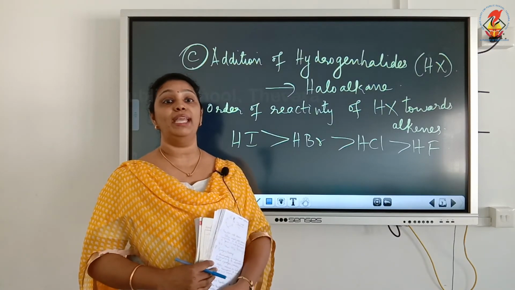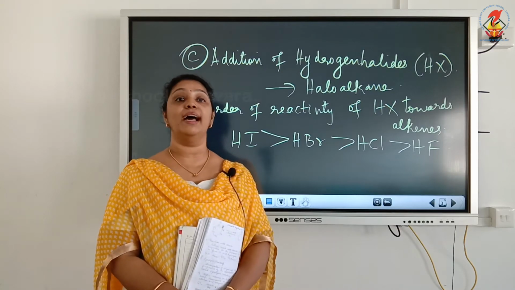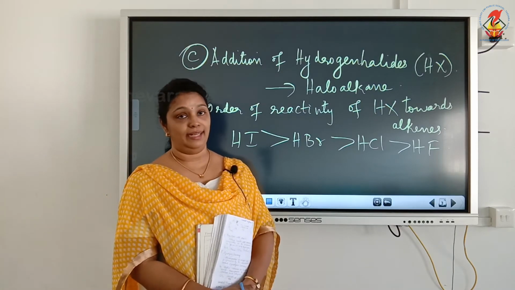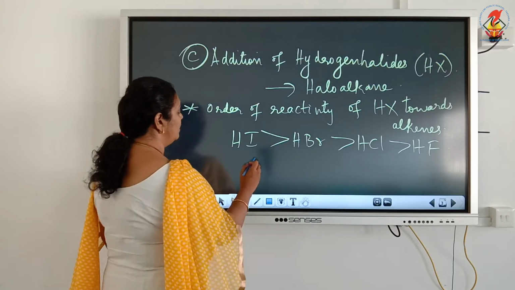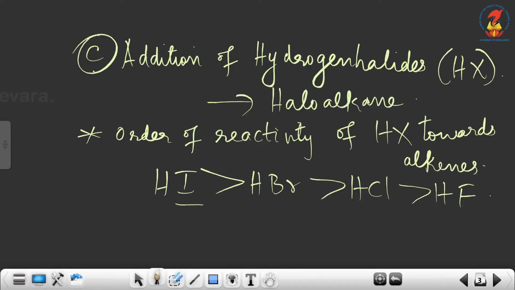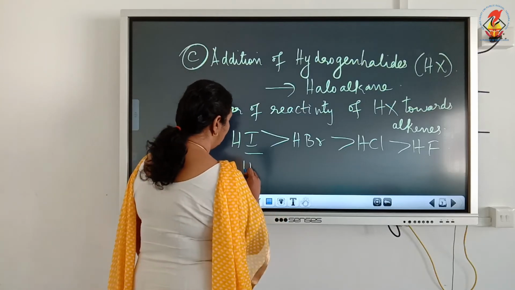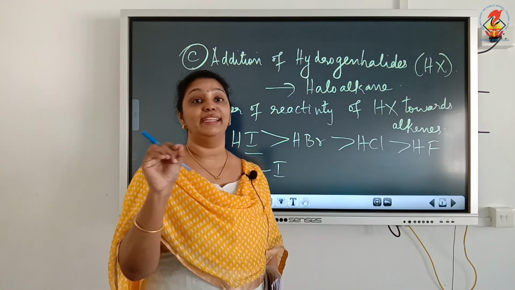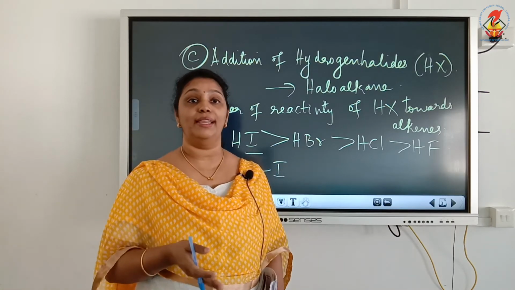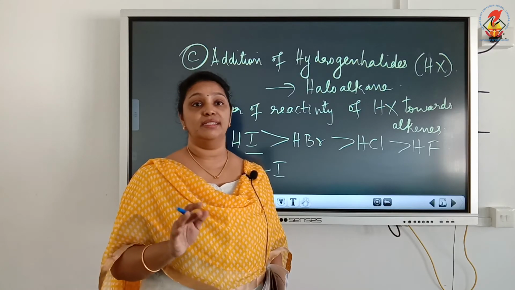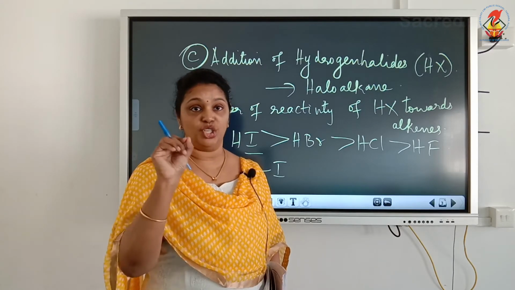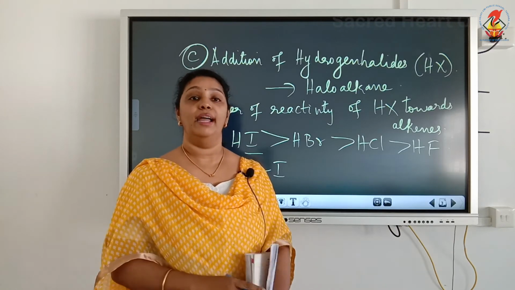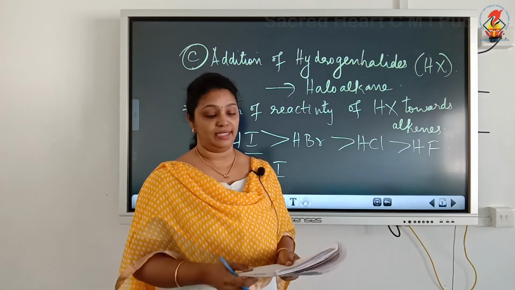Now what is the reason? Why HI? Hydrogen iodide is highly reactive with alkene. Now the reason is, we know that iodine has a bigger size. So what happens? The HI bond length, if the size is bigger, the bond length increases, bond dissociation enthalpy decreases, means it's very easy to break that HI bond. So hydrogen iodide is highly reactive.